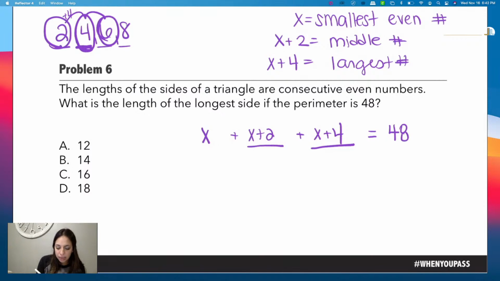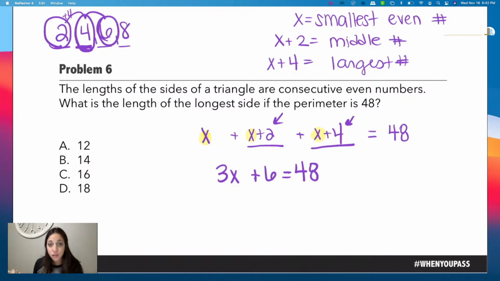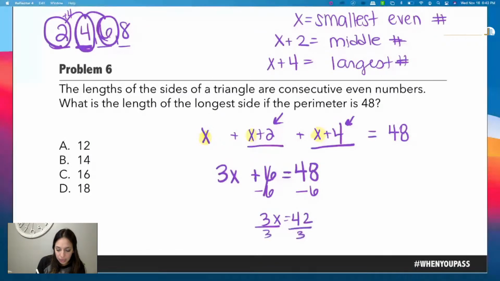x plus x plus x equals 3x. 4 plus 2 equals 6. So 3x plus 6 equals 48. Now I'm just going to solve. Subtract 6 from both sides. 3x equals 42. Divide everything by 3. And I get x equals 14.